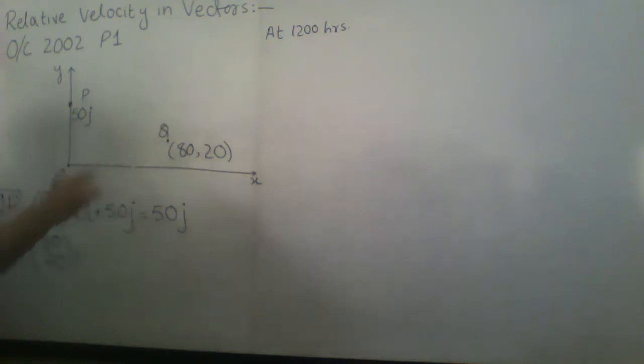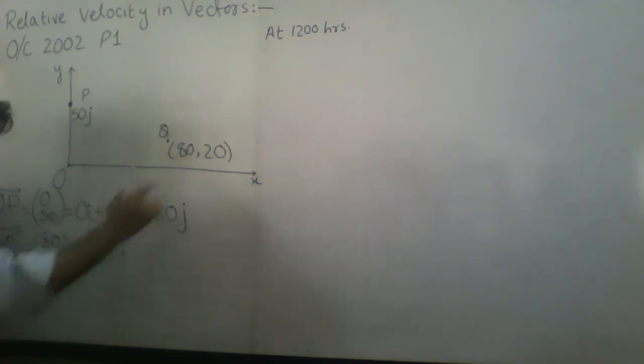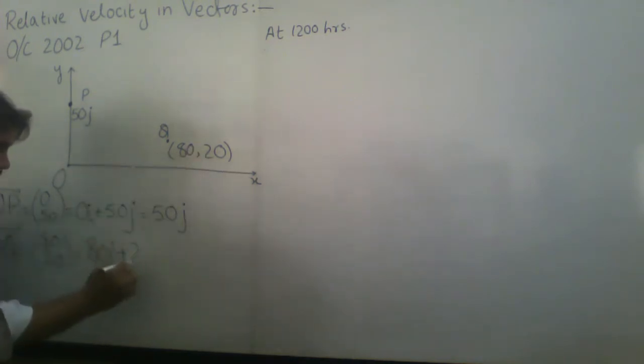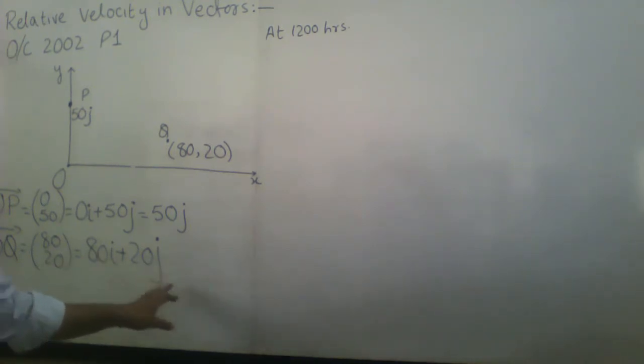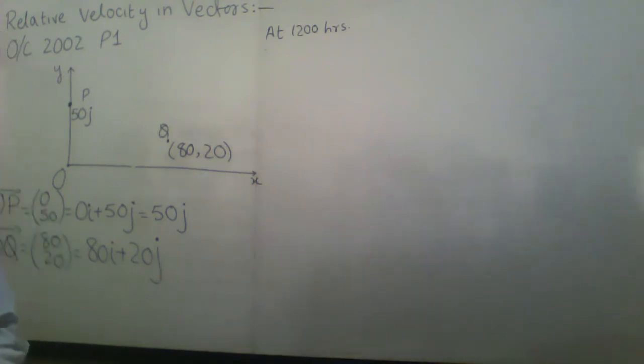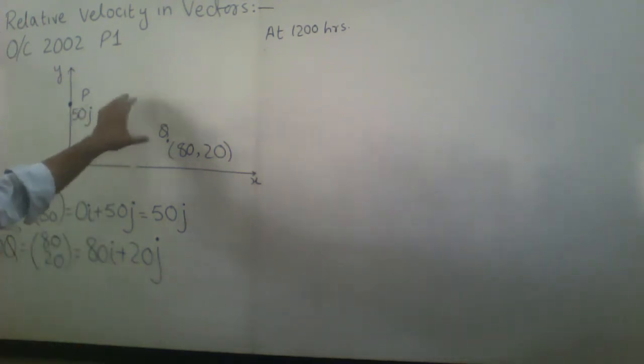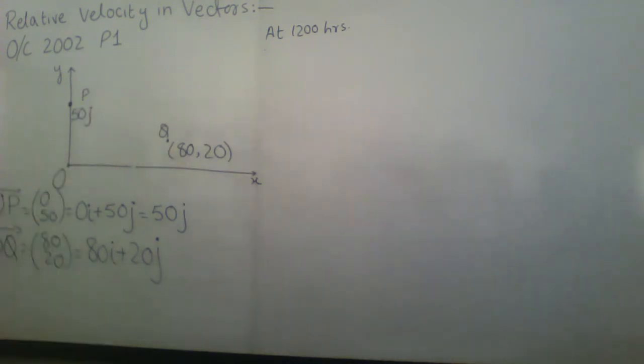If I write it in ij form, the x-axis is represented by i and the y-axis is represented by j. So when I write i and j here, it means that 80 is representing the x-axis and 20 is representing the y-axis. This is the thing given to us, and this thing is shown in the diagram. The diagram was given in the question.